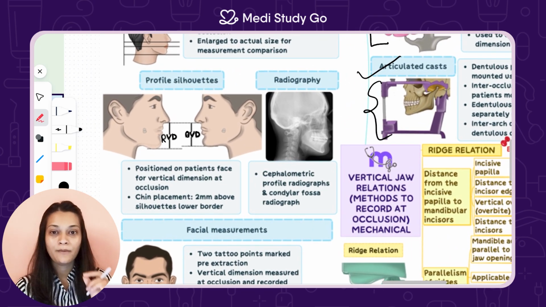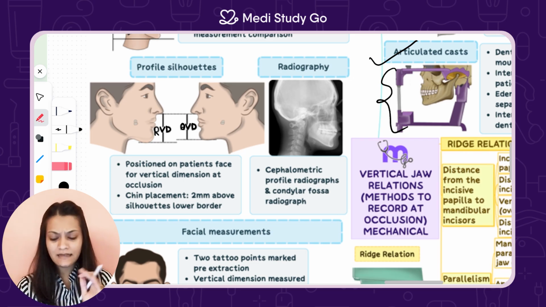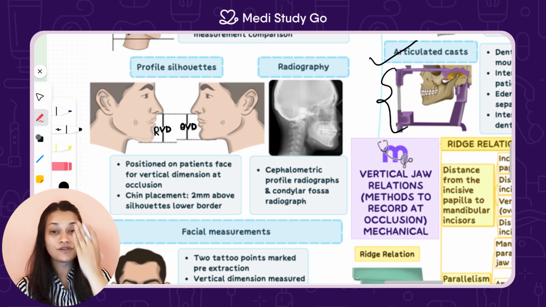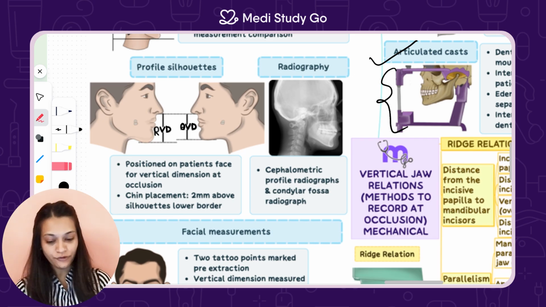Now I know my rest position has how much? 2 to 4 mm more than your vertical dimension at occlusion. So you do nothing, simply record those positions, have the profile silhouettes and just reduce the measurement by 2 to 4 mm. Radiography here plays a very important role and at that point I would say cephalometry.